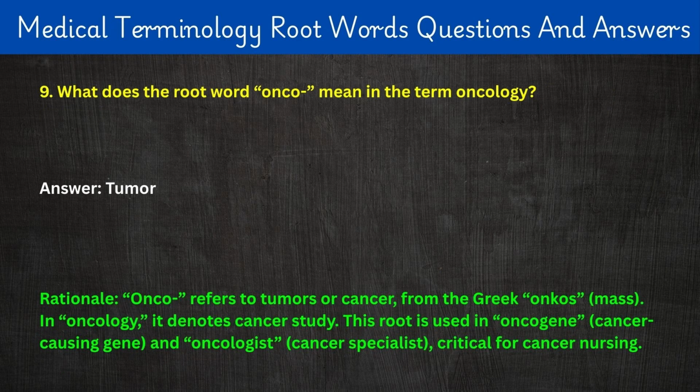9. What does the root word onco- mean in the term oncology? Answer: tumor. Rationale: Onco- refers to tumors or cancer, from the Greek onkos, mass. In oncology, it denotes cancer study. This root is used in oncogene, cancer-causing gene, and oncologist, cancer specialist, critical for cancer nursing.